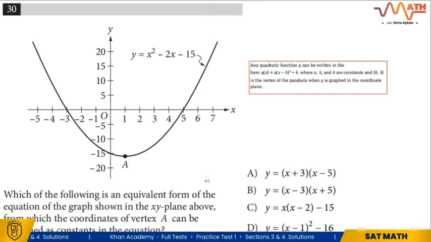So when you look at this point here, it looks like this, and negative 16. When you look at the answers, as you see in D, you'll find this form. All the constants here identify the vertex, right? Negative 1 and 16.